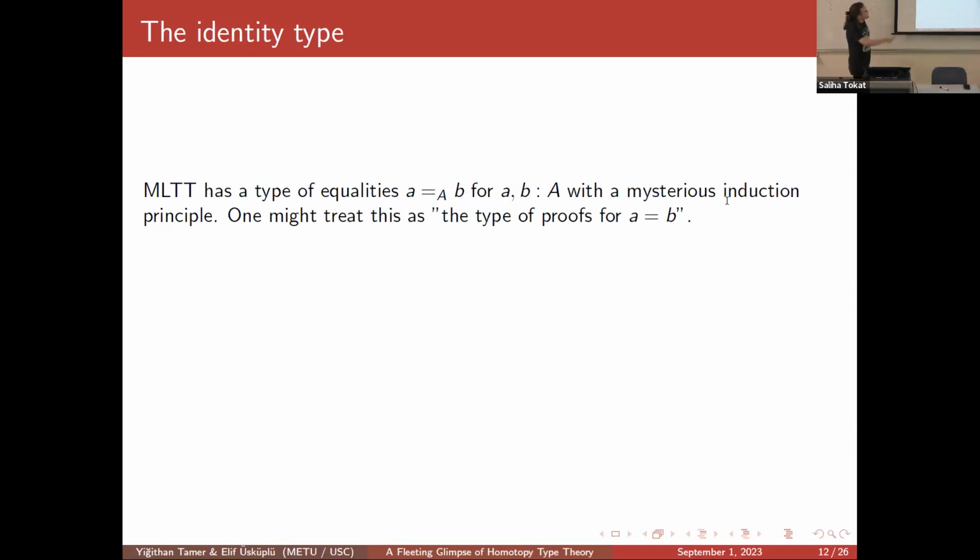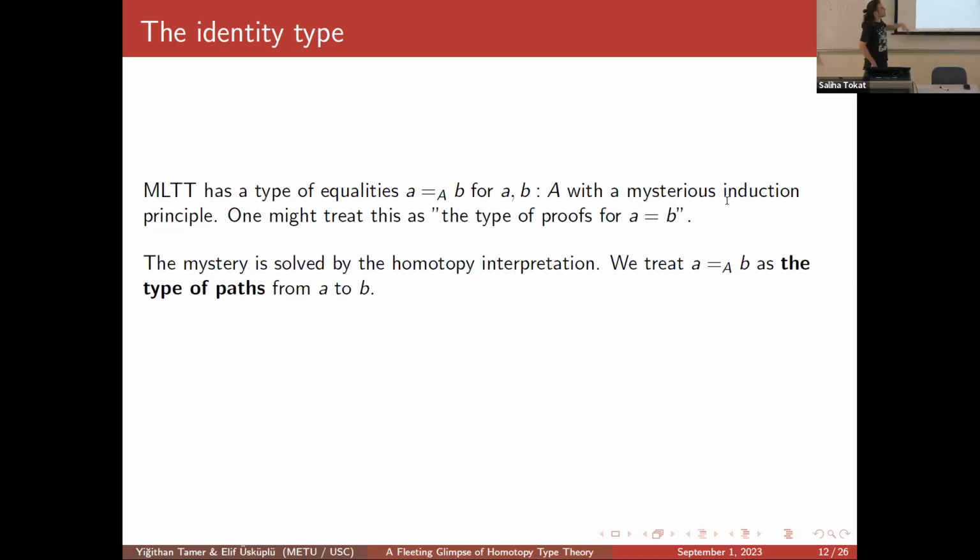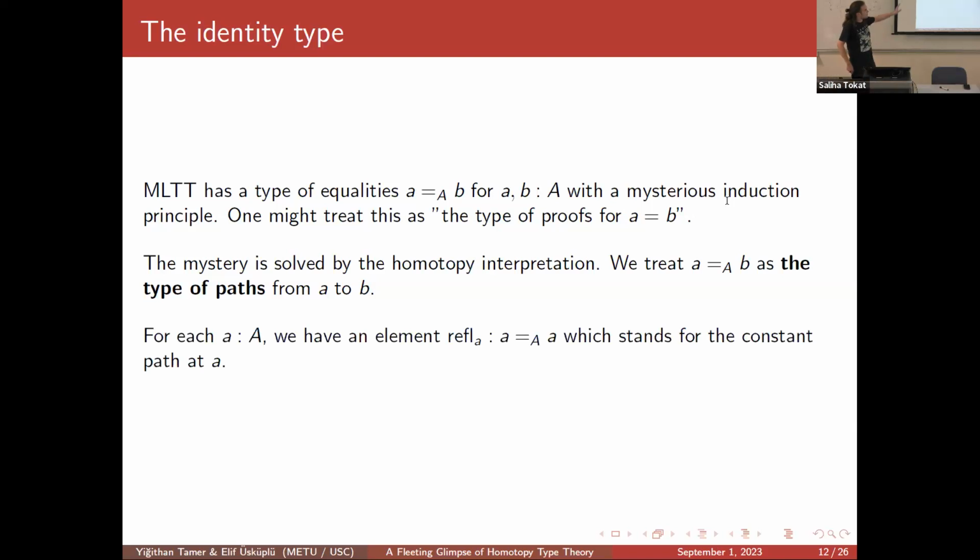And let's talk about the identity type for a bit. I've already introduced it, so in the homotopy interpretation, it's like a space of paths, right? So in Martin-Löf type theory, before the homotopy interpretation, it's sort of mysterious because it has a very weird inductive principle. It's also an inductive type. But yeah, so we have a type of paths from A to B, like a space of paths from A. And for each A, this is a space of paths from a point to itself. And this refl thing here exists for each A. This refl thing is basically the constant path. So that's what you should think.